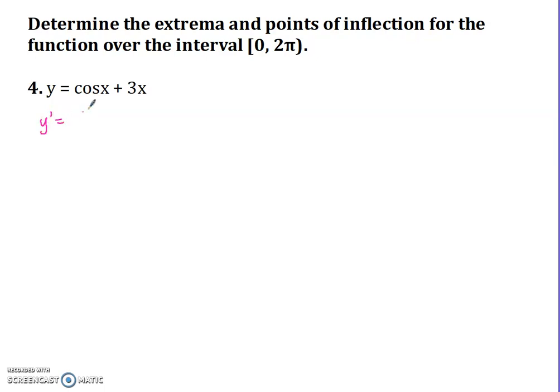So my first derivative of cosine, negative sine, derivative of 3x is 3. My second derivative, the derivative of sine is cosine, so the sign doesn't change. So this is just going to be negative cosine. The derivative of 3 is just 0. Then I'm going to set these equal to 0 and solve.